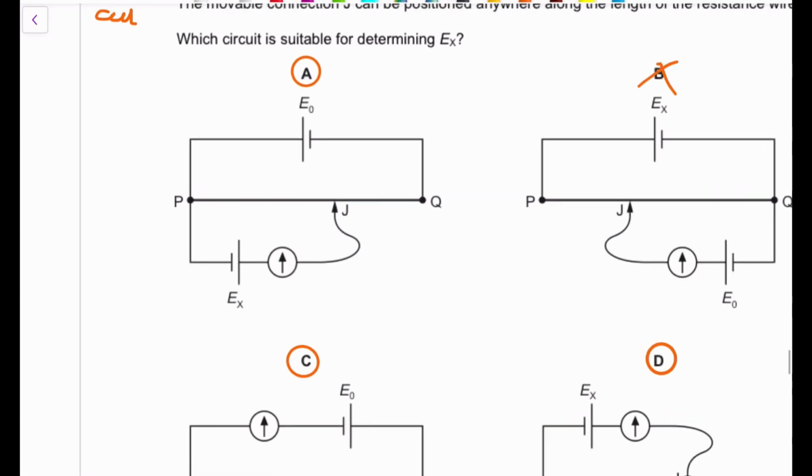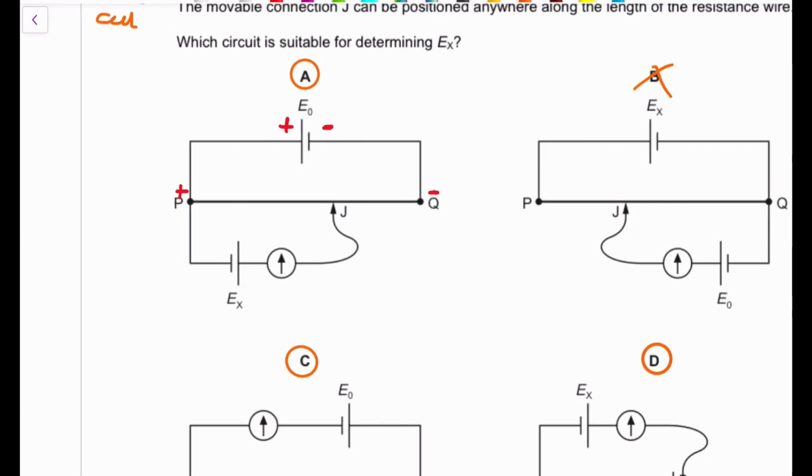This is the positive terminal and this is the negative terminal, meaning P is going to be positive and Q is going to be negative. And if you look here, this is going to be negative and this is going to be positive. But as you can see, there's a potential difference over here. This is positive, that is positive, so current is actually going to flow in the circuit itself. So the galvanometer will not be zero.